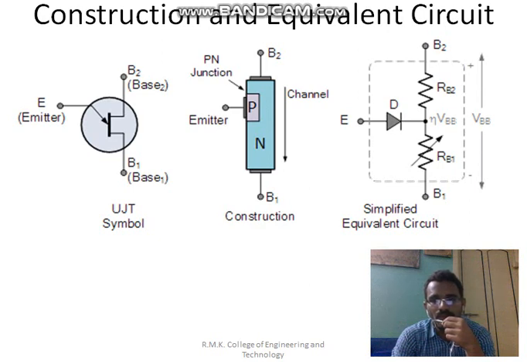Another interesting point is that the voltage between B1 and B2 we represent as VBB, the base 1 to base 2 voltage, which we can connect or calculate. Another important point is that the resistance at base 2, RB2, is static, whereas RB1 will be dynamic; it will be varying. We will understand it better when we see the operation of it.